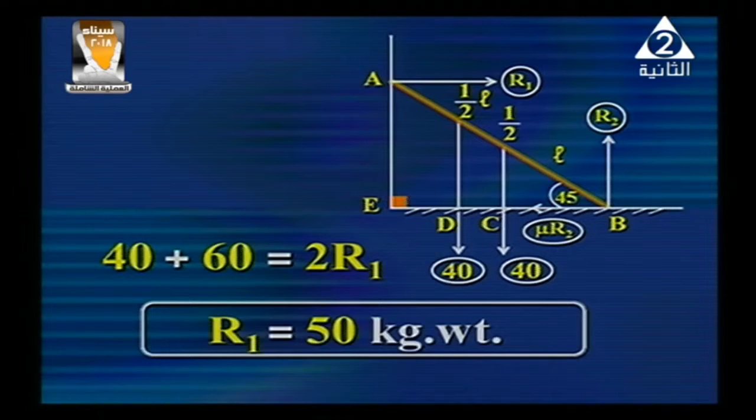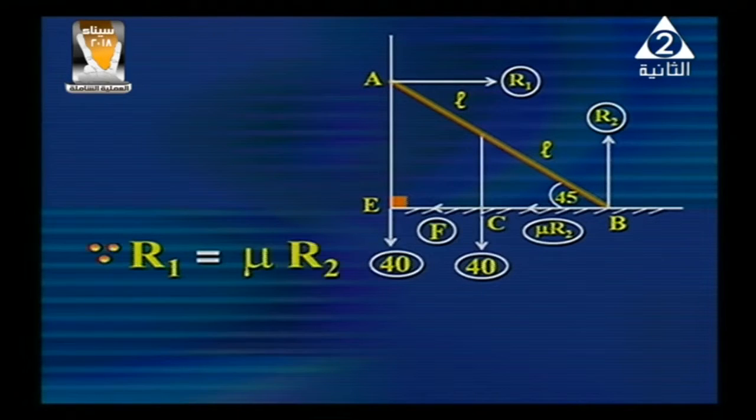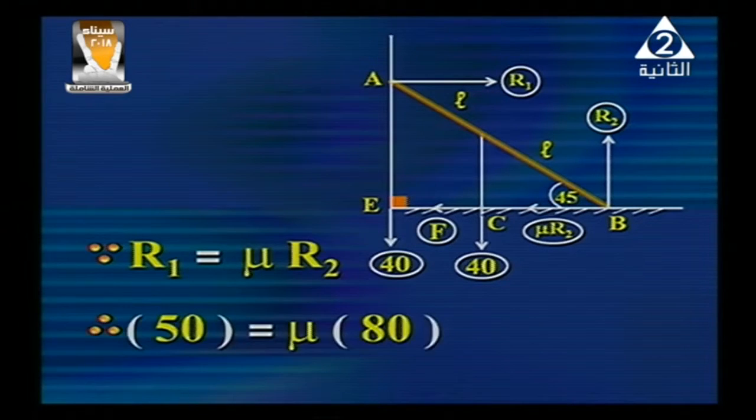By using R1, 100 divided by 2 equals 50 kilogram weight. This is R1. R1 equals mu R2 from the first equation. By using R1 and R2, find the value of mu. R1 equals 50, R2 equals 80, then mu equals 5/8.